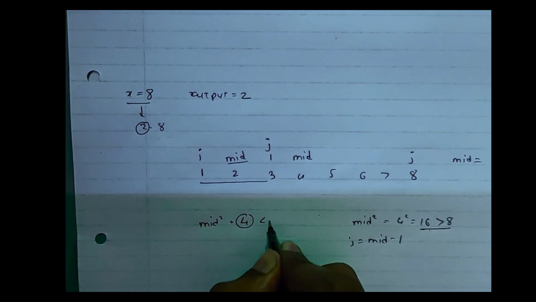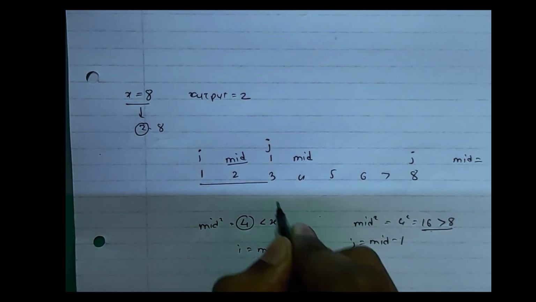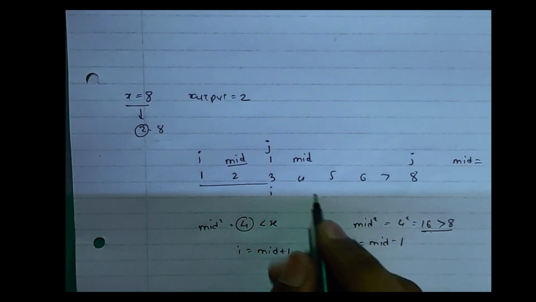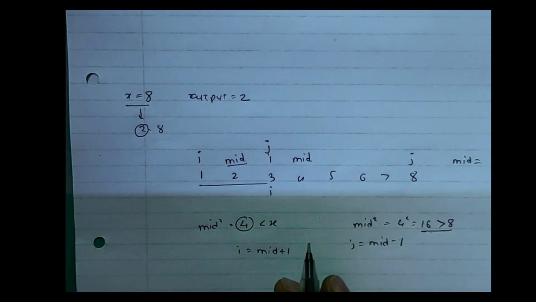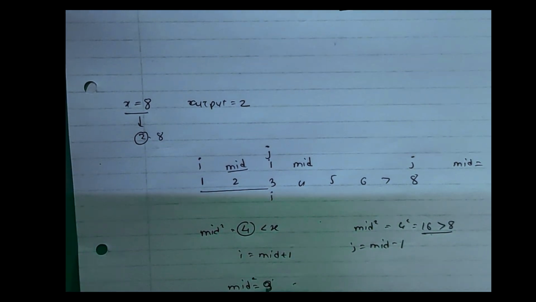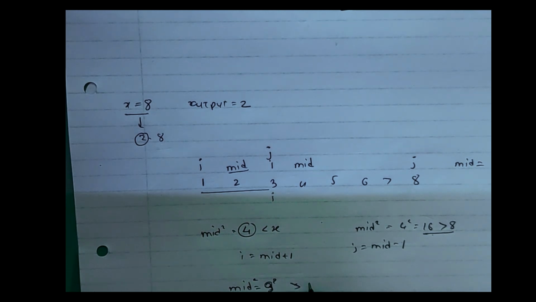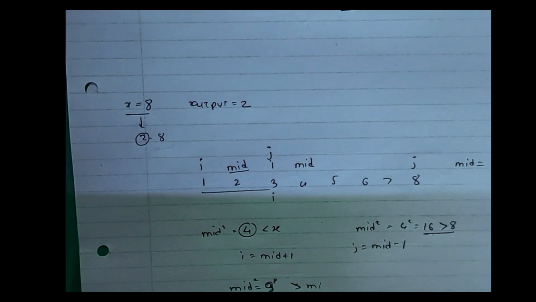4 is less than x. So we will make i equal to mid plus 1. i will go up to here. So i and j have the same value. Again we will calculate the mid. Mid is 3. So 3 square is greater than x. So we will make j equal to mid.